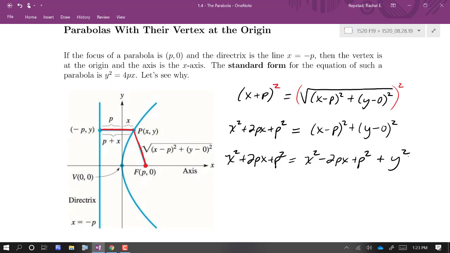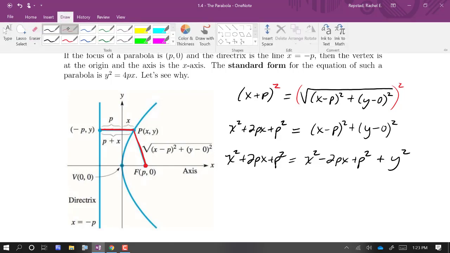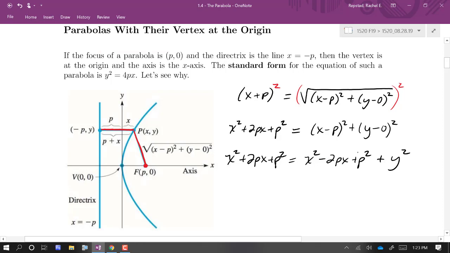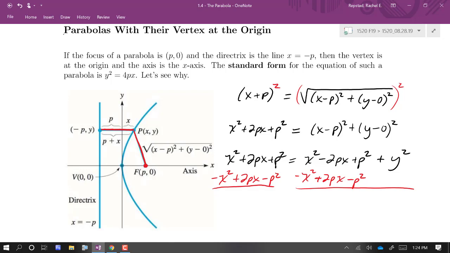Doesn't look any better right now. But I'm going to isolate that y squared. So on the right side, I'm just going to subtract the x squared, add 2px, and subtract p squared from both sides. What do we get on the left side? And this is equal to y squared.